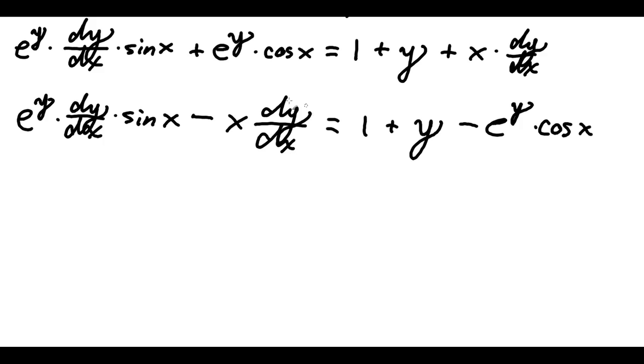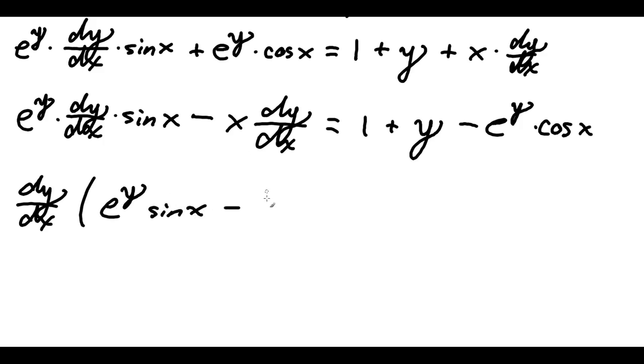So this is progress. We're trying to get dy by dx by itself. Every term on the left has that in it, but it's showing up twice. So there isn't a single step we can take right now to easily and obviously isolate that. But since it is in both of the terms on the left, let's factor it out. We can write dy by dx times e to the y sine x minus x, just factoring that out of both terms there. And that is still equal to 1 plus y minus e to the y cosine x.